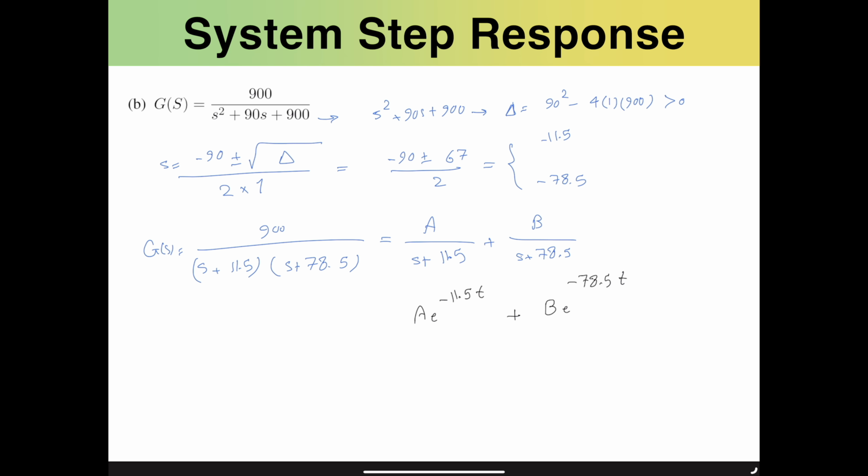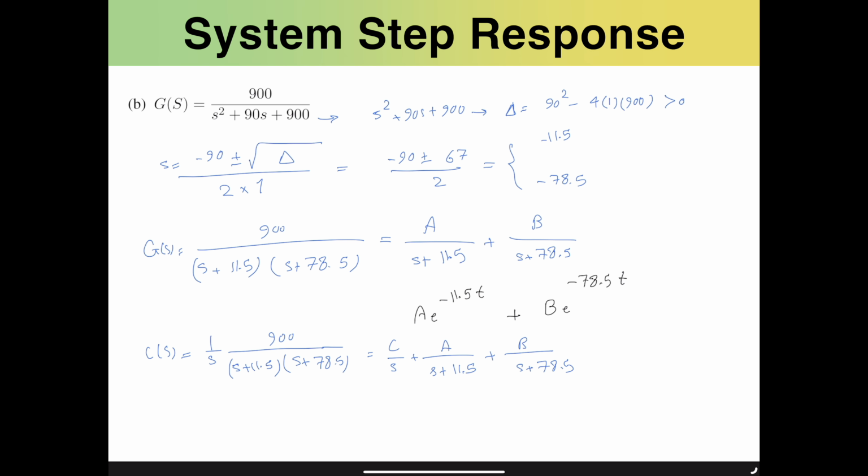of C(s), which in our case, we need to first find C(s). C(s) is going to be 1 over S times 900 divided by S plus 11 and a half times S plus 78 and a half. So we can call it C over S plus A over S plus 11 and a half plus B over S plus 78 and a half indeed.